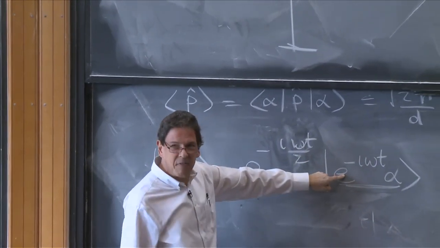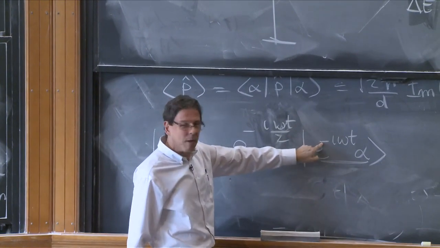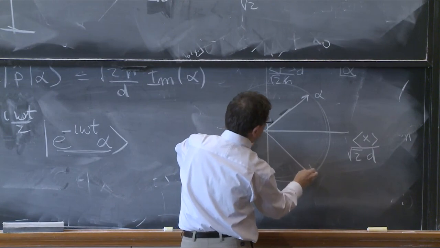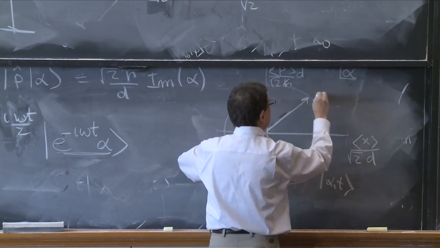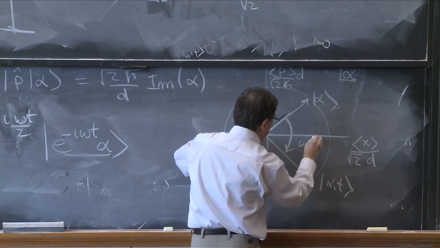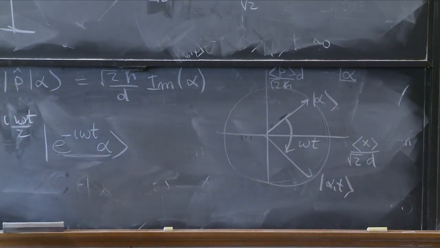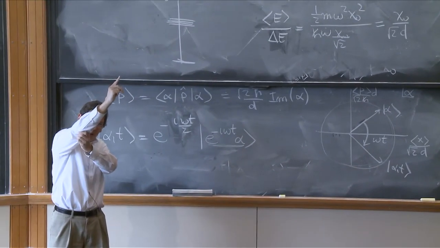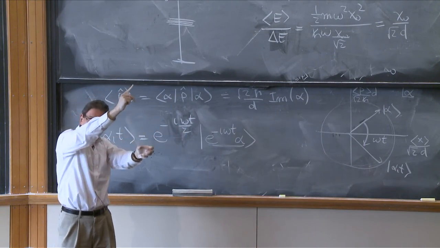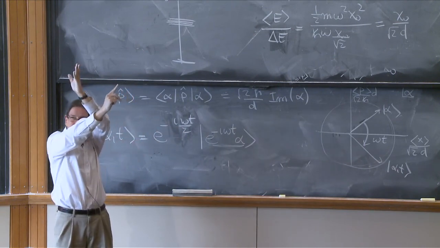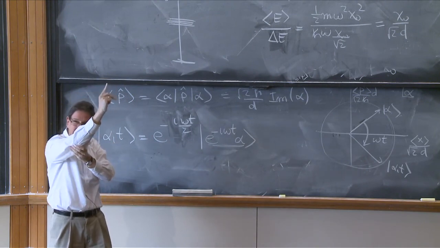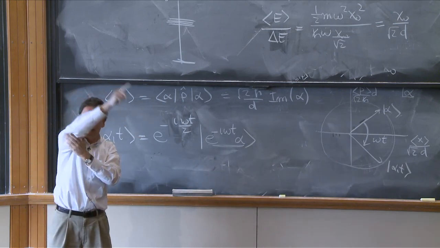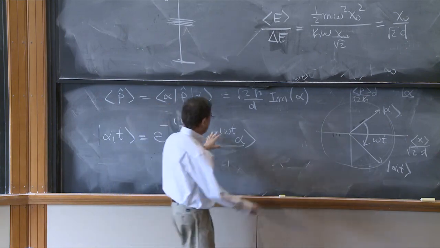So what has this alpha done? It has been rotated by e to the minus i omega t. So this, at a time t, is the state alpha t. Here is the state alpha, and it has rotated by omega t. So the coherent state can be visualized as a complex number in this complex plane, whose real part is the expectation value of x at time equals 0, whose imaginary part is the expectation value of the momentum at time equals 0. And how does it evolve? This state just rotates with frequency omega all along and forever.